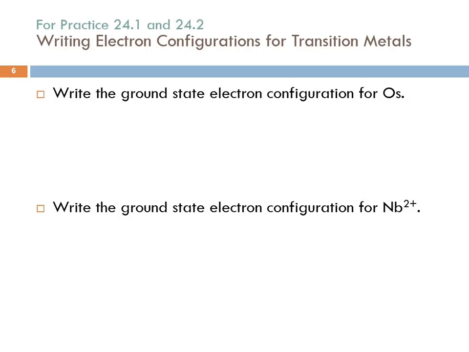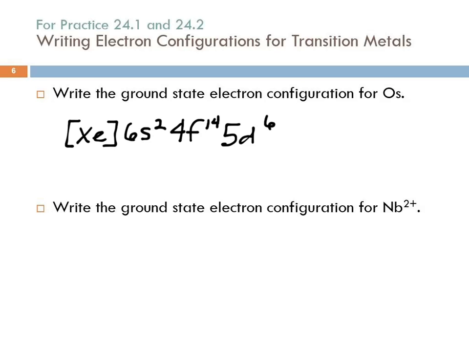So for osmium, which always makes me think of Donnie and Marie Osmond, osmium is xenon, so we put xenon. That means the electron configuration of xenon, and we're just going to write what comes after it. So here we've got 6s2, and then 4f14, and then 5d, 1, 2, 3, 4, 5, 6. So that would be the ground state electron configuration for osmium.